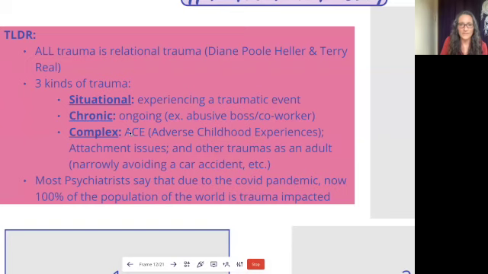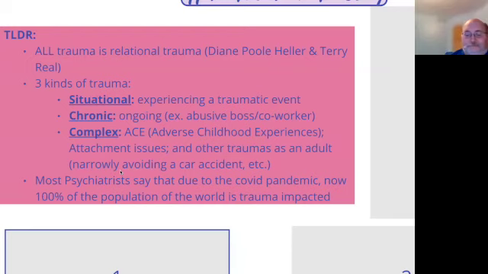Complex trauma can be ACE, adverse childhood experiences, which I'm going to circle back to in a second. Attachment issues, which we just went over, and other traumas as an adult, like narrowly avoiding a car accident. And that's me as an example. I narrowly avoided a car accident once, and it took me a couple of weeks before I was relaxed and comfortable driving again. I was gripping the steering wheel. I was hyper alert for safety. Is a rabbit crossing the road? Is a car going to swerve out from the middle of nowhere? It was a very stressful experience for several weeks before my nervous system calmed down.